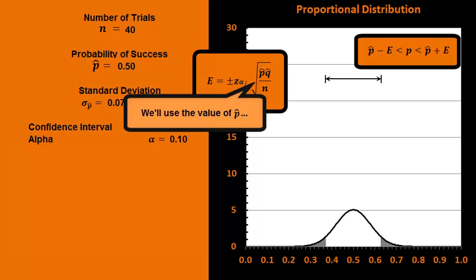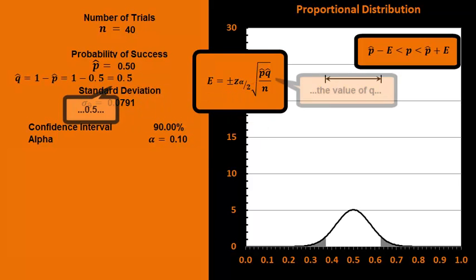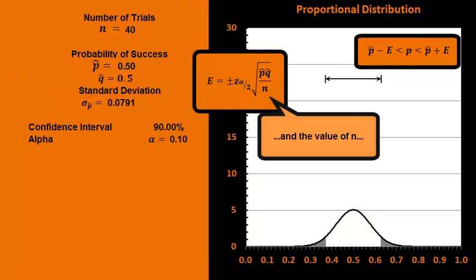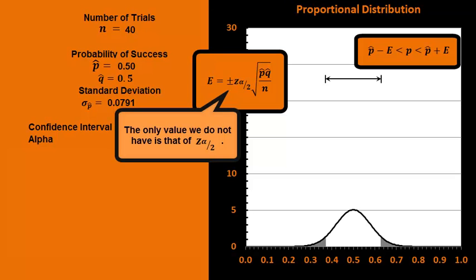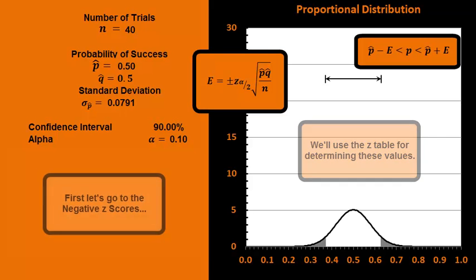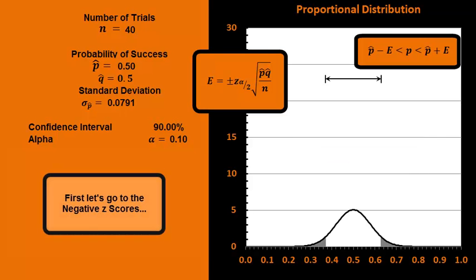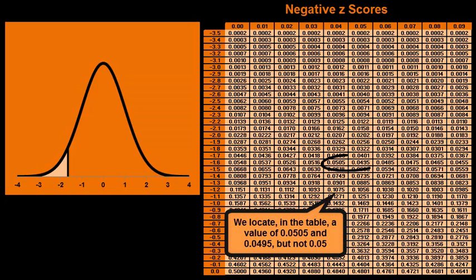We will use the value of p, 0.5, the value of q, 0.5, and the value of n, 40. The only value we do not have is that of z of alpha over 2. We'll use the z-table for determining these values. Let's first go to the negative z-scores and look for a value of z that has a value of 0.05 to its left.